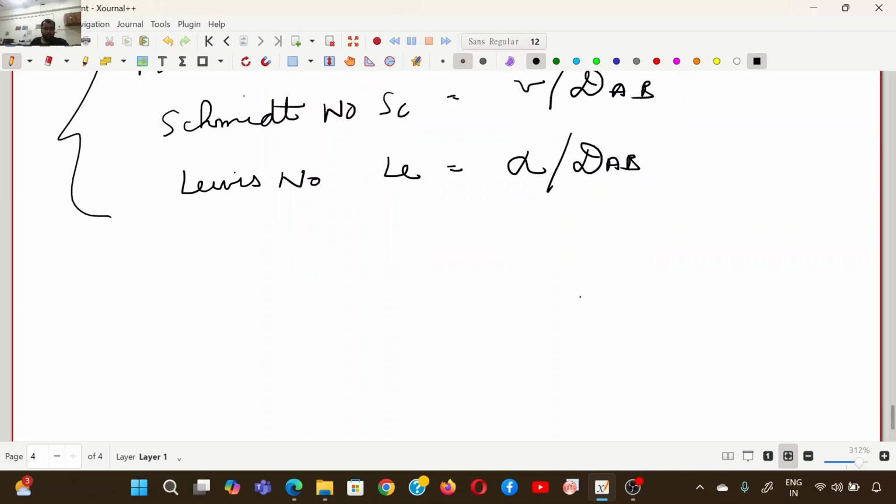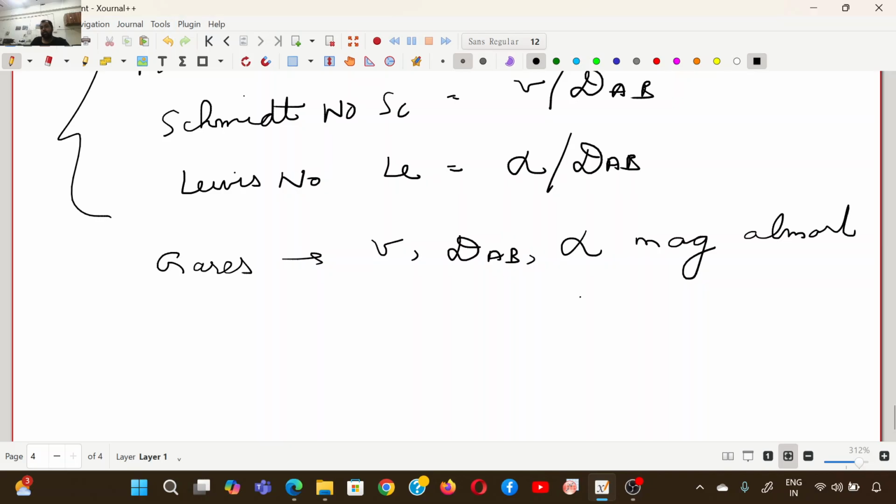So some other extra points about this are, in case of gases, generally it's experimentally observed that the various diffusivities, momentum diffusivity, mass diffusivity, heat diffusivity, those magnitudes are almost the same. Okay. So in case of gases, the Prandtl number, Schmidt number, Lewis number, they're almost one.